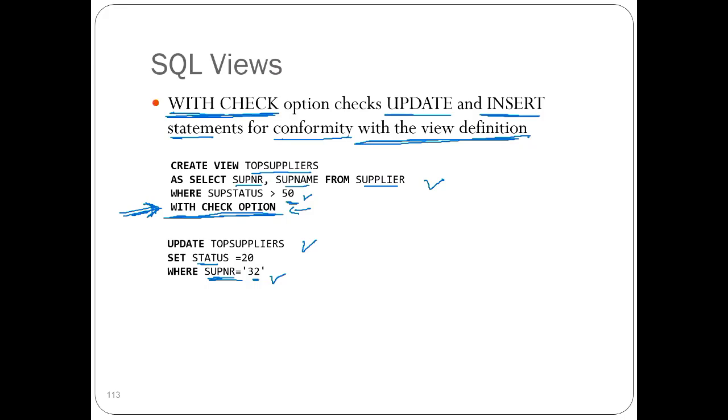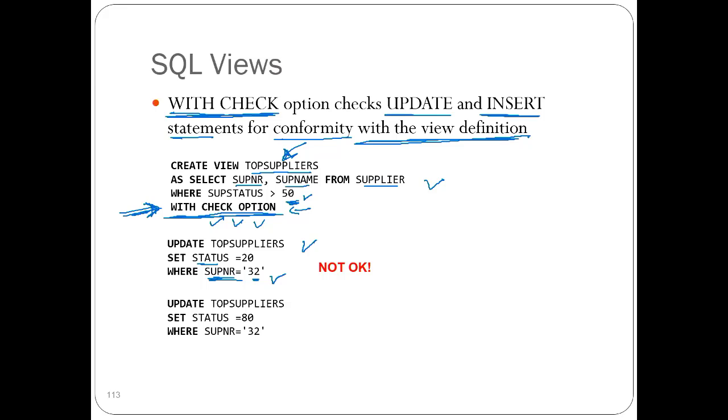It should not be allowed, because the very reason supplier number 32 is in your view is that its status was greater than 50. Now you change that to 20. So in these kinds of cases, we should make use of WITH CHECK OPTION, just to make sure that the update we are doing conforms with the view definition. So this is not allowed, not okay.